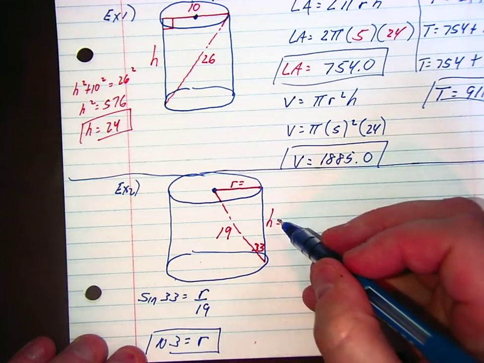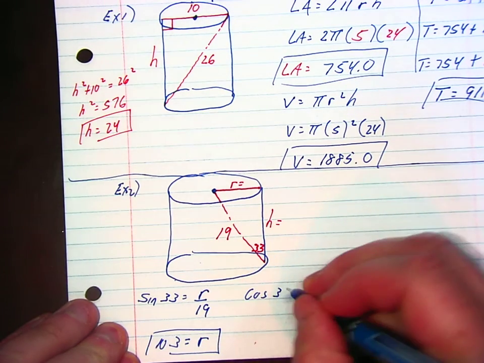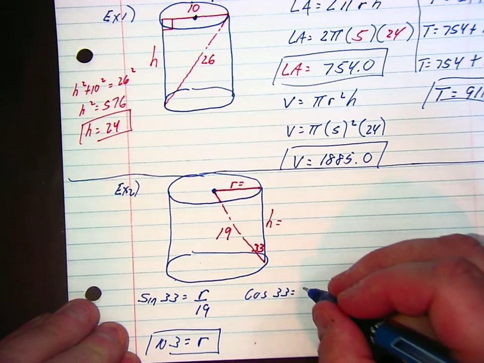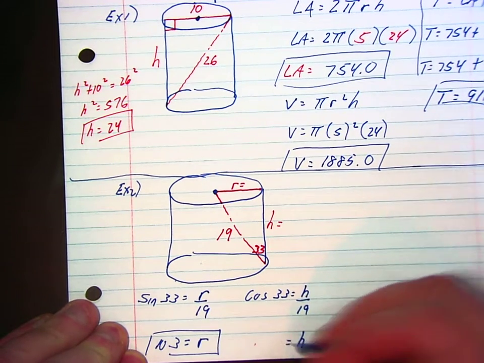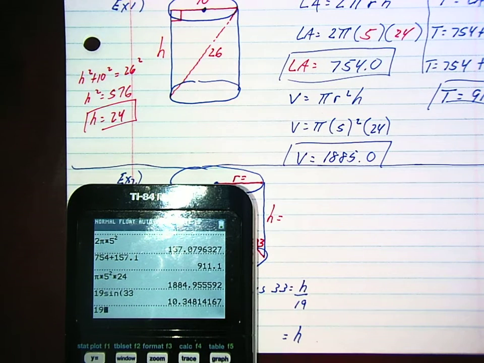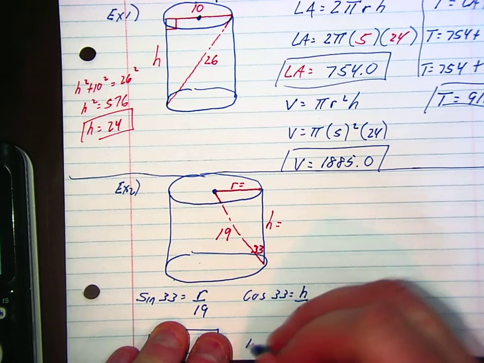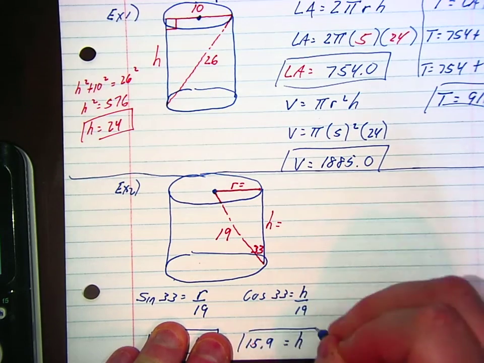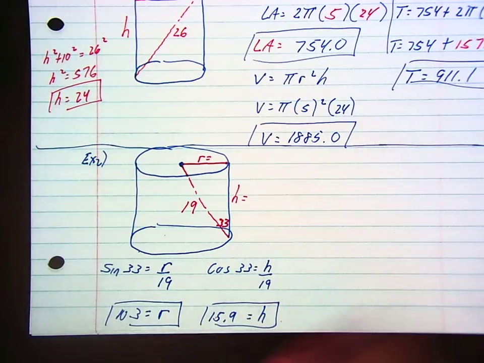And then now to find height, I'm going to do cosine. So cosine of 33 equals, what do we got here? H over 19. Again, multiply both sides by 19. So I got 19 times the cosine of 33, 15.9. All right, now you're ready to roll. You found the two things you're going to need. Those are the only two things you need.